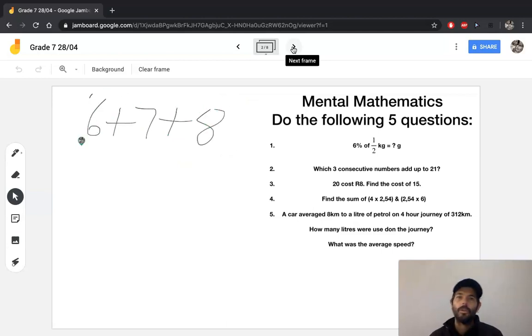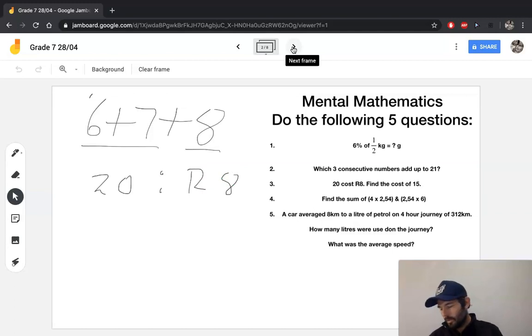6 plus 7 is 13, and then 13 add the 8 is 21. Okay, question 3, 20 cost 8 rand. Doesn't matter, 20 tennis balls cost 8 rand. Okay, they want us to find the cost of 15.